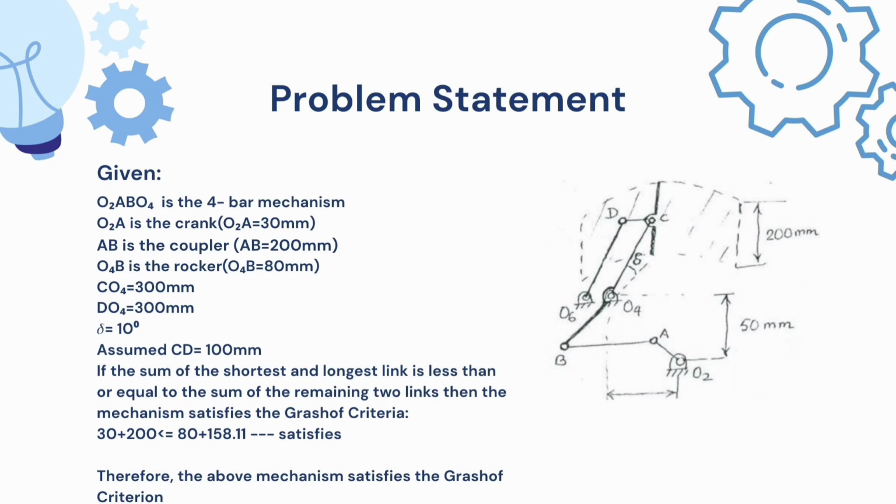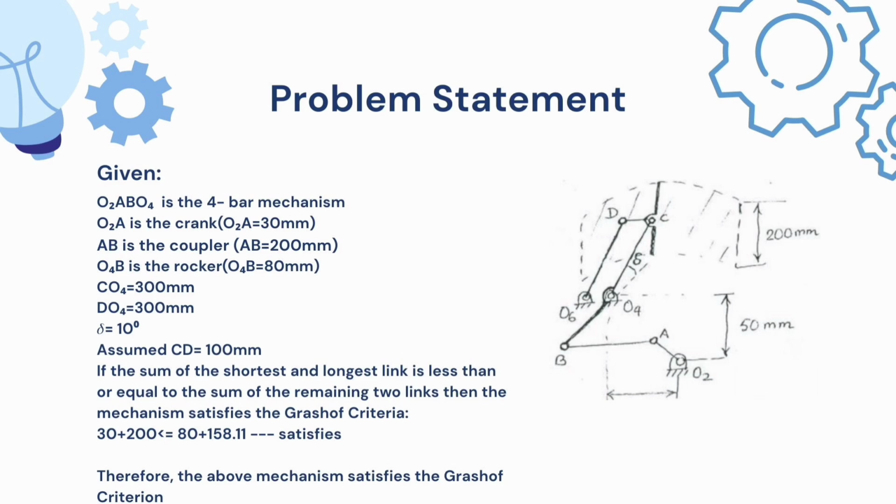Given O2AbO4 is the 4-bar mechanism. O2 is the crank. O2A measures 30 mm. AB is the coupler. AB measures 200 mm. O4B is the rocker. O4B measures 80 mm. CO4 measures 300 mm. DO4 measures 300 mm. Delta is the angle. It measures 10 degrees. Assumed CD equal to 100 mm.